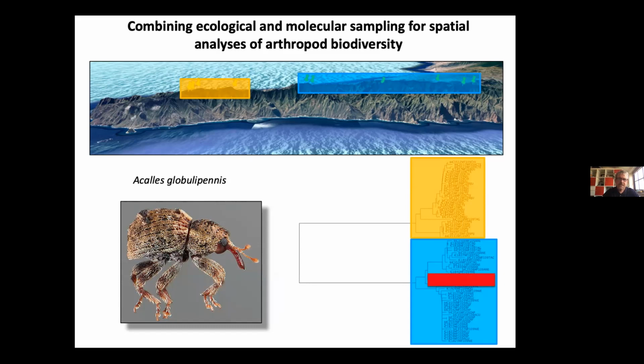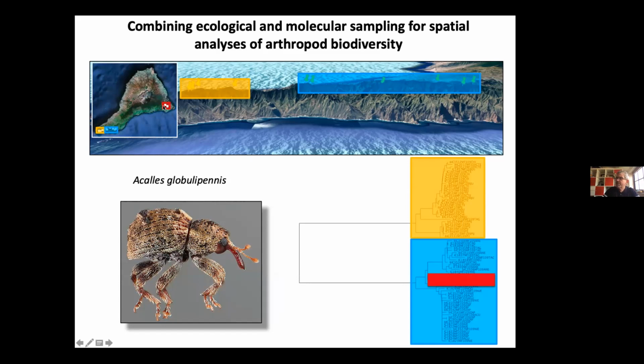So this species, Acales globulipenis, the individuals I'm showing in red here, actually come from a geographically far more distant site. But despite this geographic distance, the red and the blue are essentially nested one alongside the other and highly divergent from this orange clade here. And this is again a highly repeated pattern.